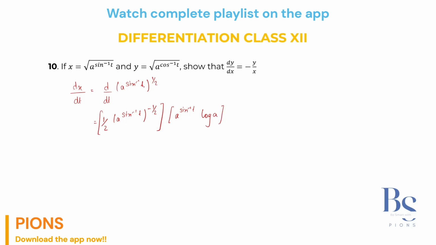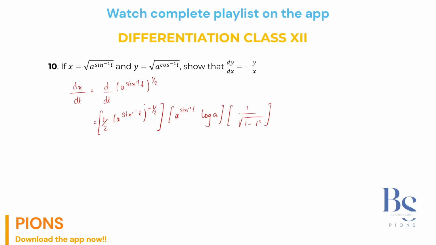Okay, let me repeat again. First is power, then is a raised to something. A raised to something is a raised to something log a. Finally, who is left now? Sir, sine inverse t. Sine inverse t is 1 by root under 1 minus t square. Done. Correct? Sir, what about this t? Derivative of t is 1. So no need of doing this.